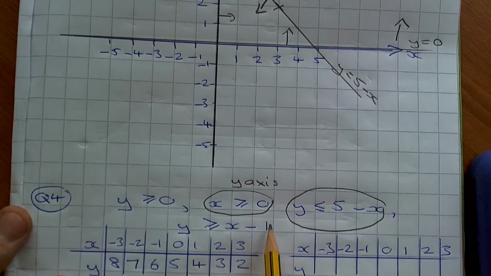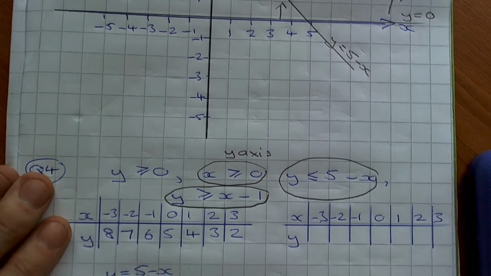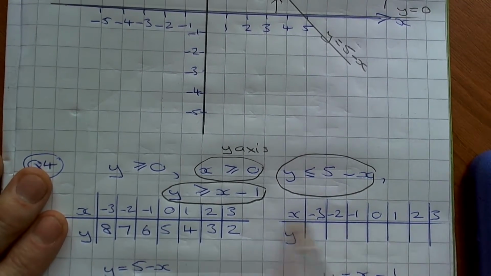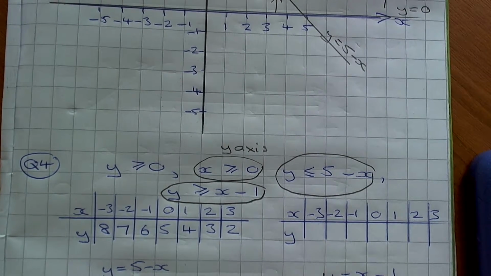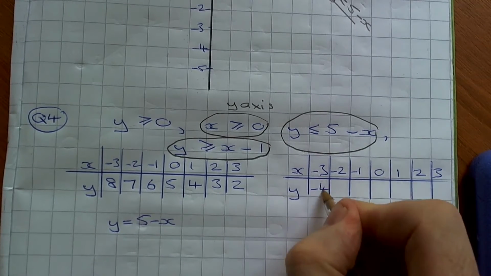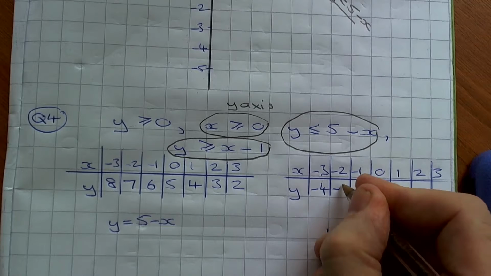We've got one more line to draw. We're going to draw the line y equals x minus 1. So I'm going to do that with this table on the right. So if x is -3, -3 minus 1 would give you -4. If x is -2, -2 minus 1 gives -3.